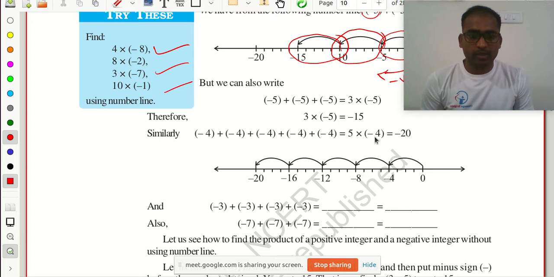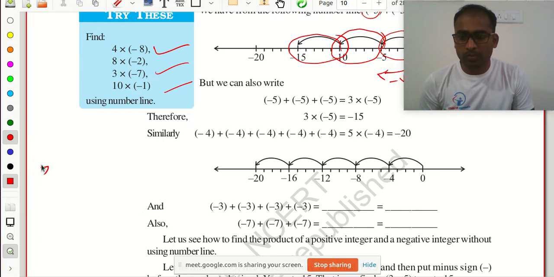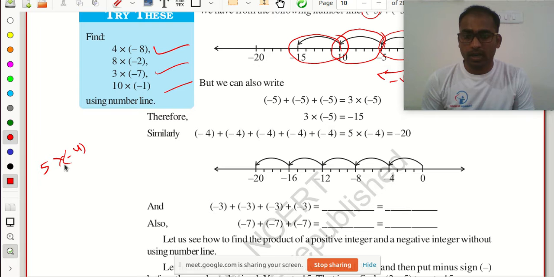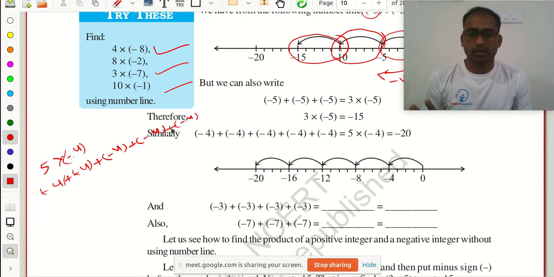5 multiply with minus 4. How much will I get? That I need to solve now. 5 multiply with minus 4. So what is the meaning of 5 multiply with minus 4? The meaning is that I need to add this minus 4 five times. So minus 4 plus minus 4 plus minus 4, and so on. This I need to do on this number line.